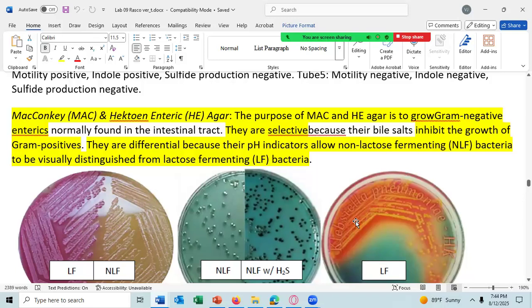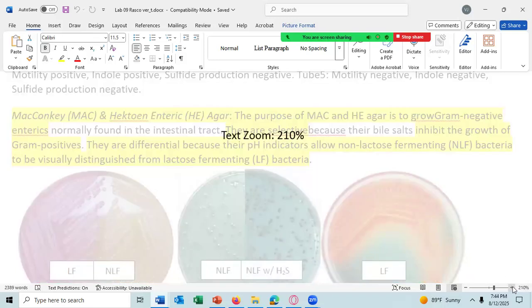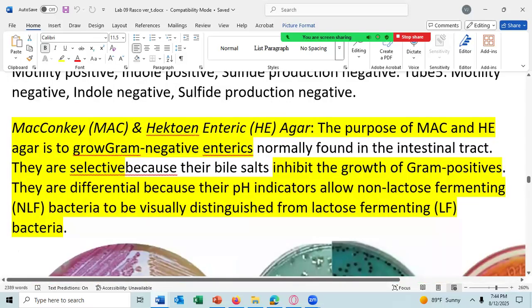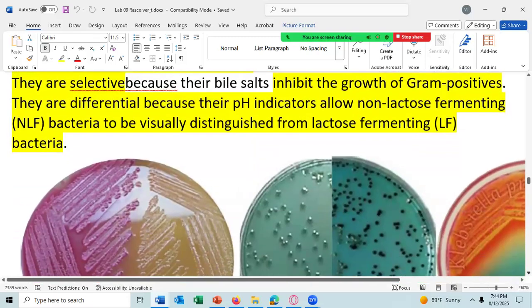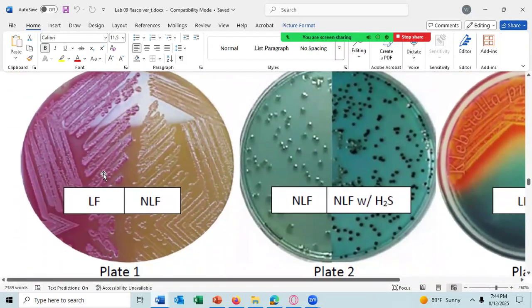If you have the cells making a colony that can ferment the sugar lactose, they'll be pinkish in color, as well as the background will be pinkish in color. If the bacteria, on the other hand, cannot ferment the sugar lactose, non-lactose fermenting, then the bacteria will be its normal color. And that looks off-white to me, except for maybe there, which is white.